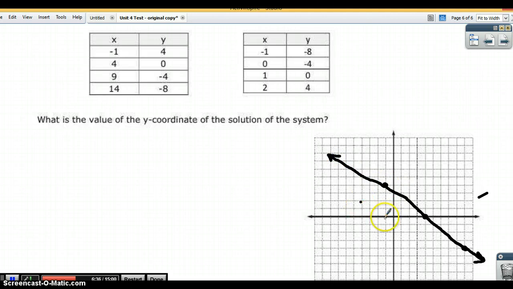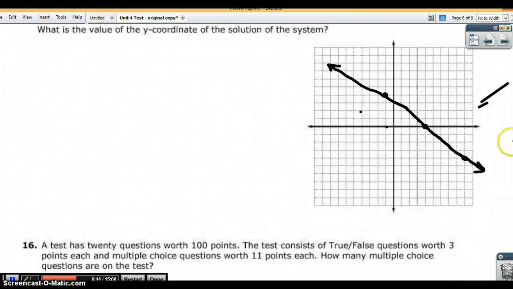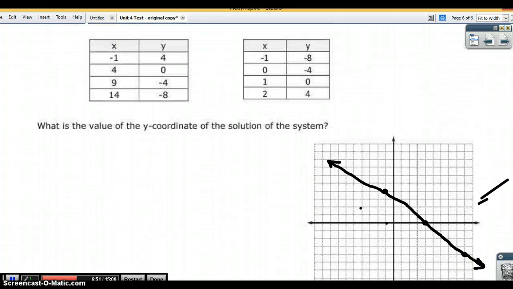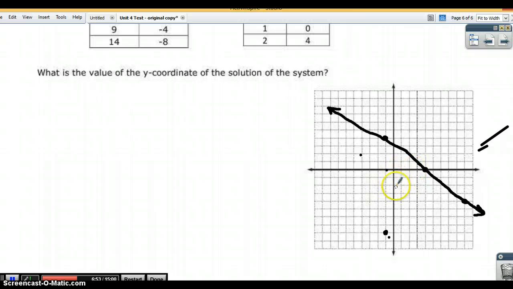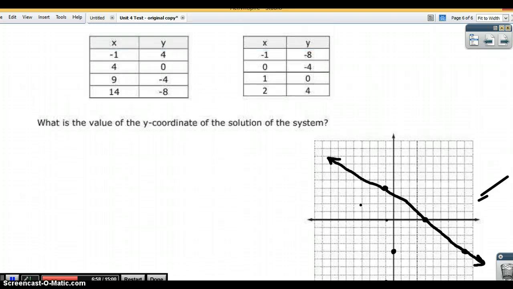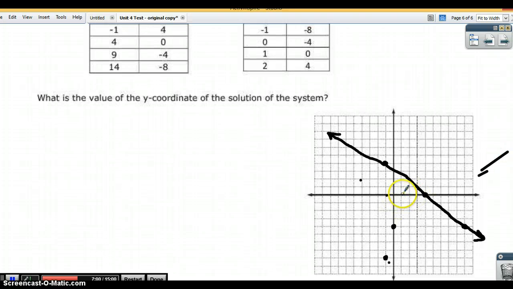Alright, so negative 1, negative 8, negative 1, negative 8 is here. Alright, so then we got 0, negative 4. And we got 1, 0. And then we got 2, 4.